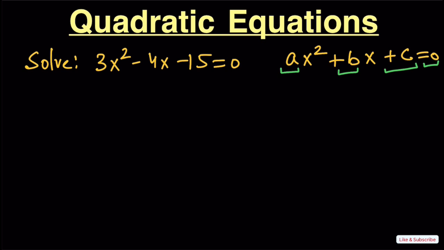Now look at the equation we have. The coefficient of x squared is 3, so that is the value of a. The coefficient of x is negative 4, which is b. The constant term is c, negative 15. So I think we have the values of a, b, and c.